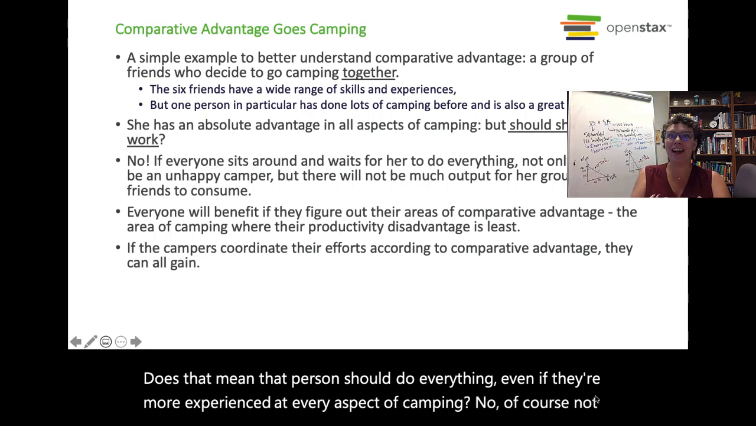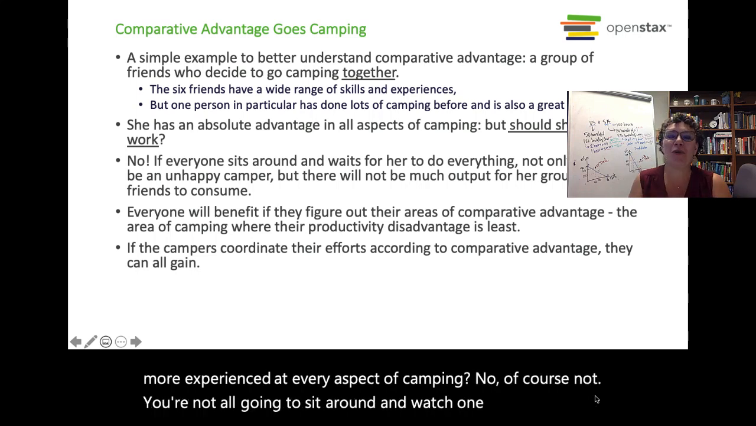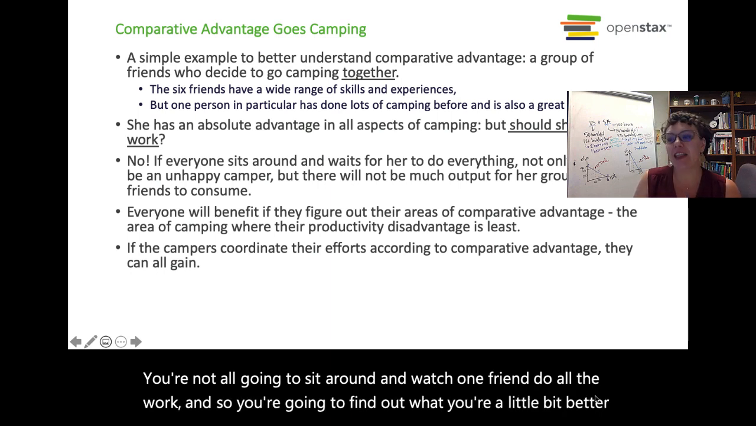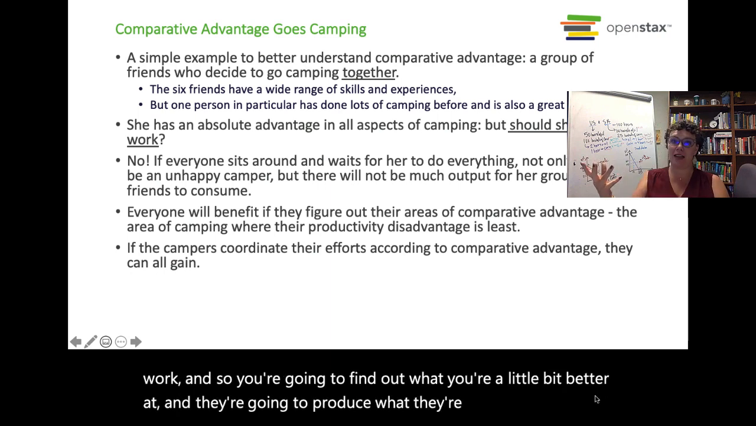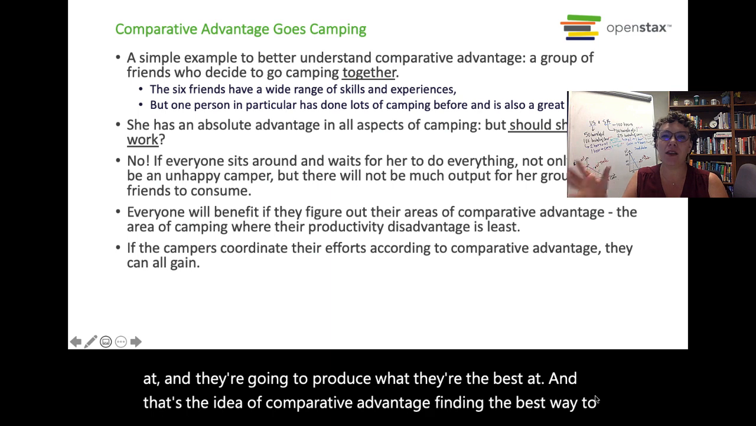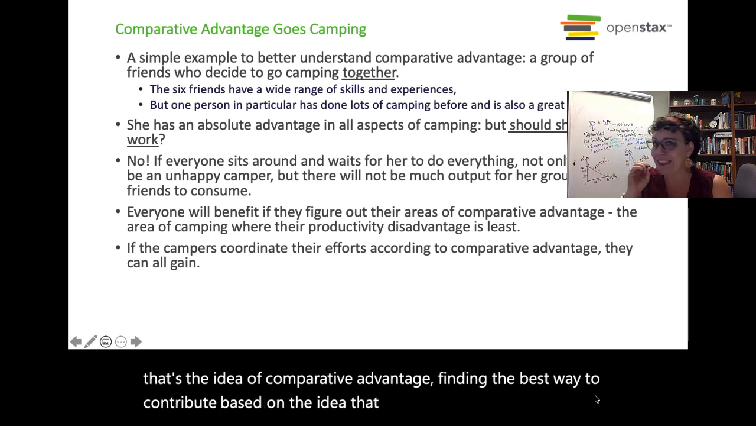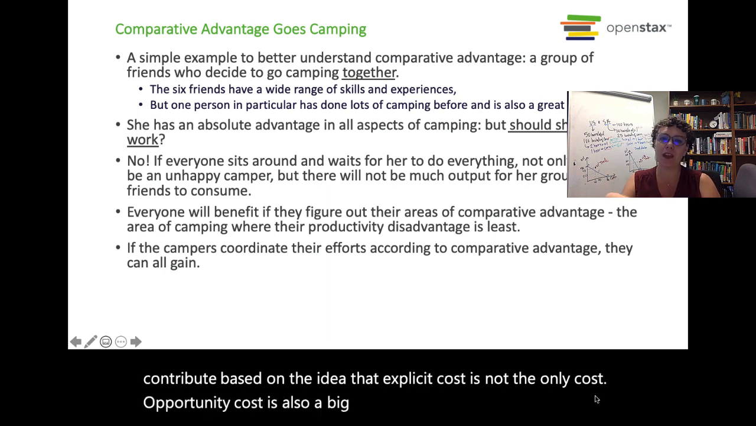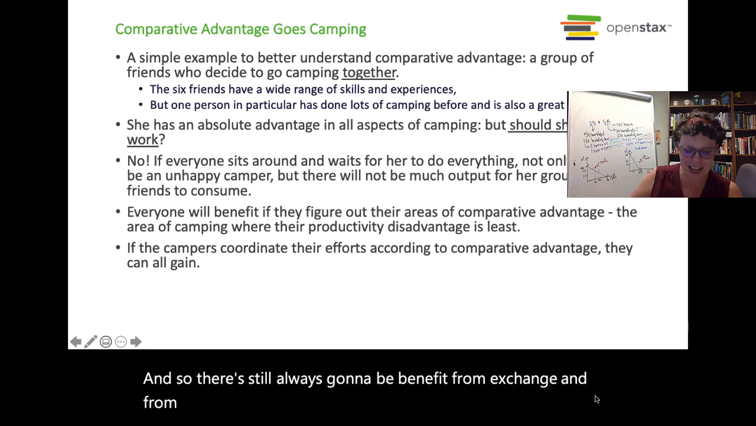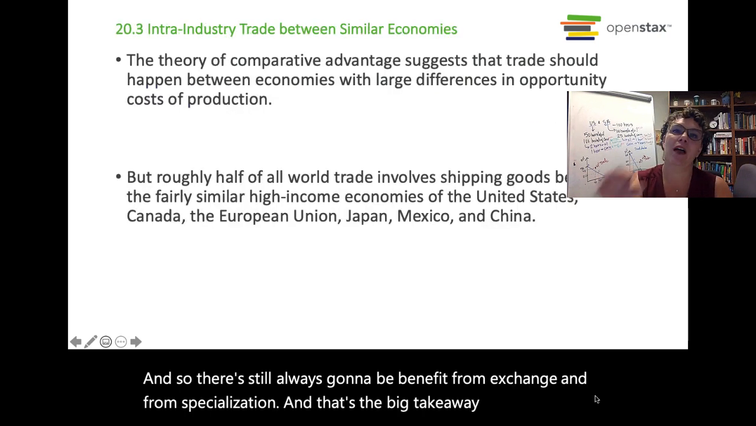You're not all going to sit around and watch one friend do all the work. You're going to find out what you're a little bit better at, and they're going to produce what they're the best at. And that's the idea of comparative advantage, finding the best way to contribute based on the idea that explicit cost is not the only cost. Opportunity cost is also a big deal. And so there's still always going to be benefit from exchange and from specialization. And that's the big takeaway here.